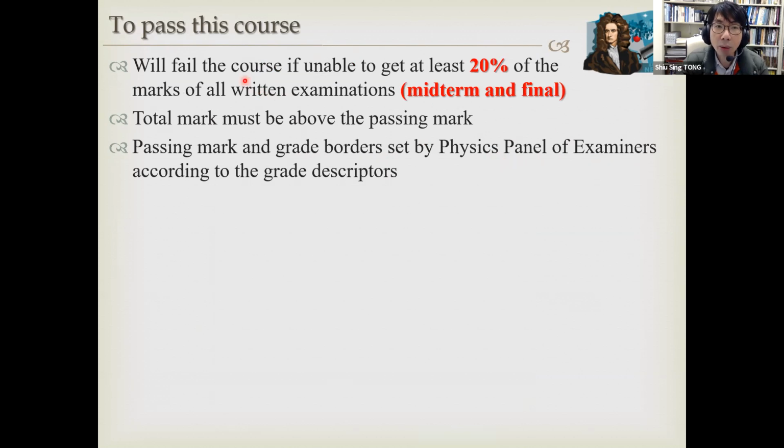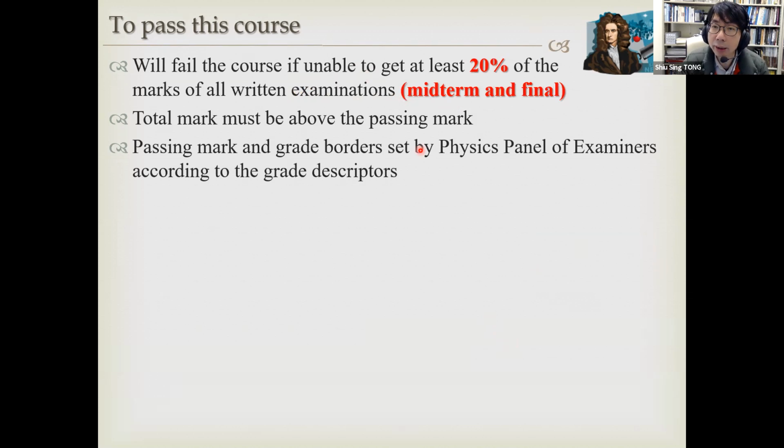Now let's discuss how to pass the course. For the foundation course like PHYS 1111, we have the so-called 20% criteria. The 20% criteria is like this.